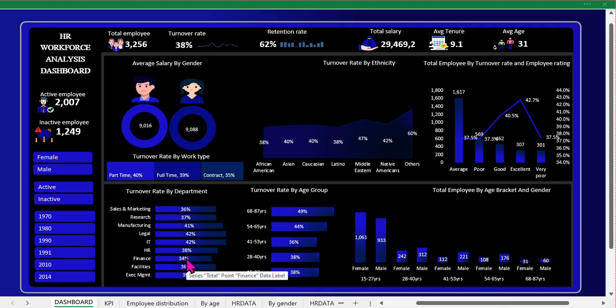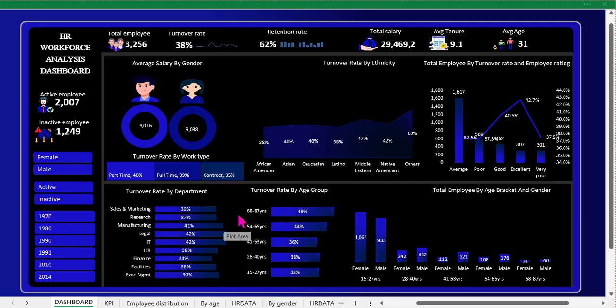Legal and IT may be facing workload or job satisfaction issues. I think this is why there are higher turnover rates in those departments.